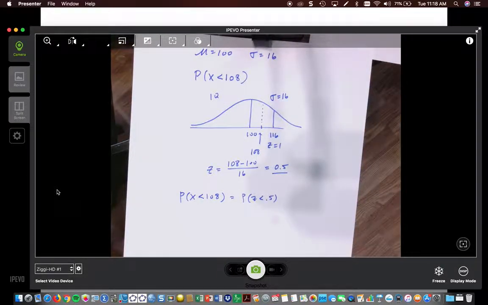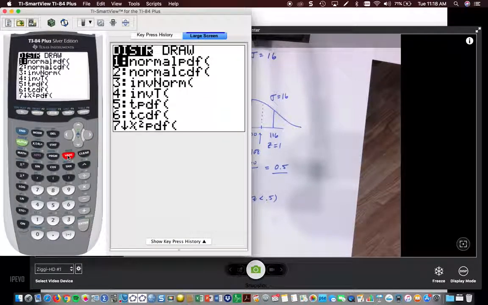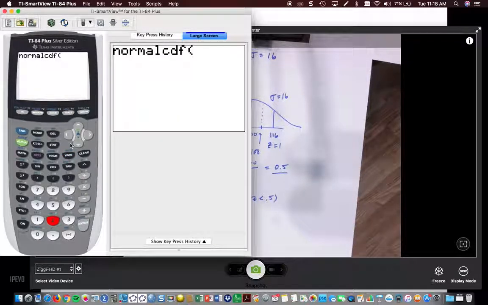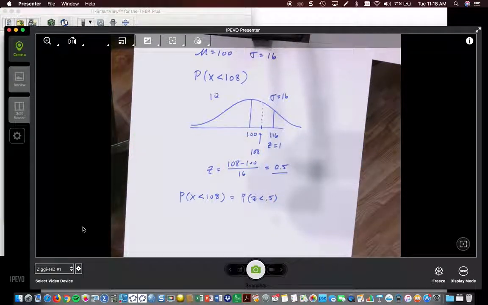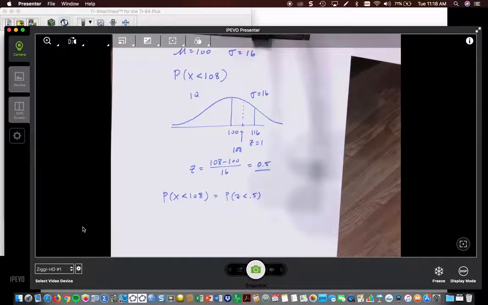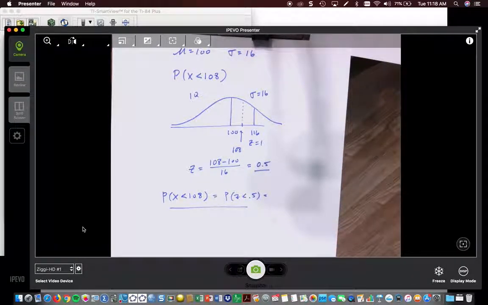All right, so I'm going to go to the calculator then and find the answer to this one. So second vars, number 2, normal CDF, and I want to go from negative infinity, all right, so I'm just going to put negative 100, to 0.5. Right, we should end up with that probability is about 69%. Okay, so the steps on this is, I'd like to have you guys calculate a z-score first, convert it into a z-score, and then I'd like you to calculate that probability using the calculator probably.